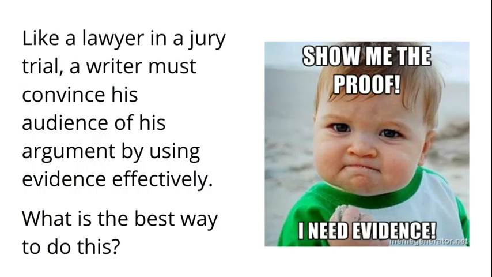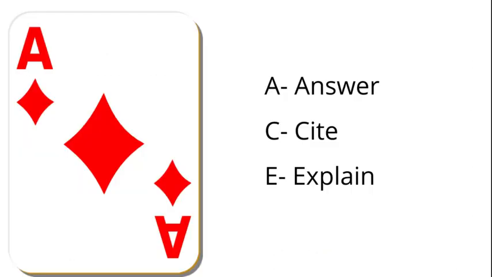Like a lawyer in a jury trial, a writer must convince his audience of his argument by using evidence effectively. So what is the best way to do this? The best way is to use the ACE strategy. Answer, cite, explain. Answer the question, cite evidence that proves your answer, and then explain how that evidence proves the answer. The ACE strategy.